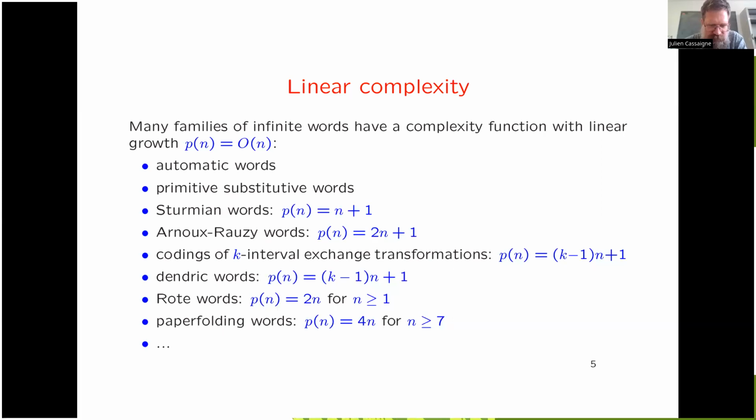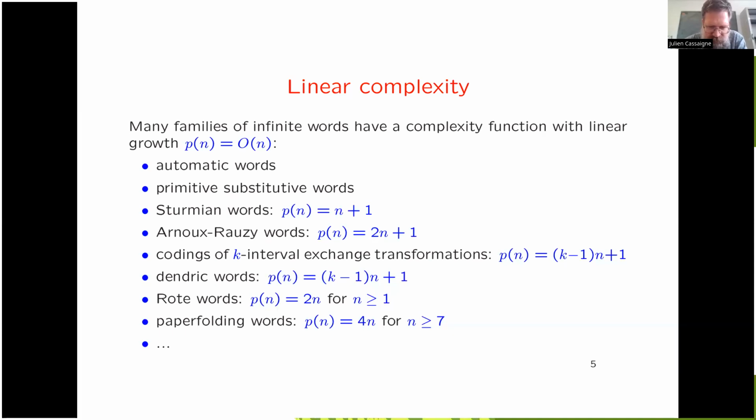Coding of certain dynamical systems like interval exchange transformations. You get also k-1 n+1, a whole class of interesting words that are called dendric words. Then you do not necessarily have this +1 at the end. So other linear functions like 2n appear for Arnoux-Rauzy words, paper folding words.